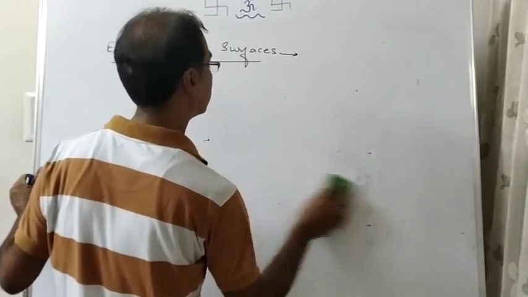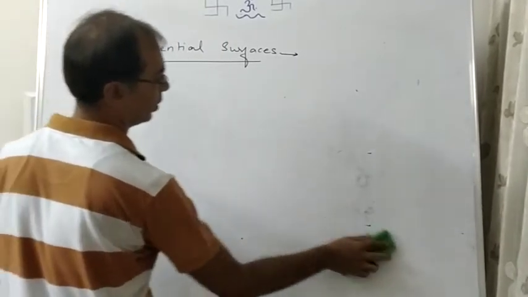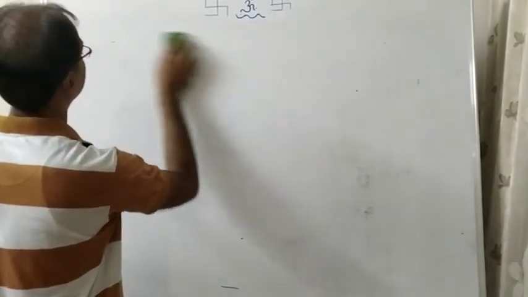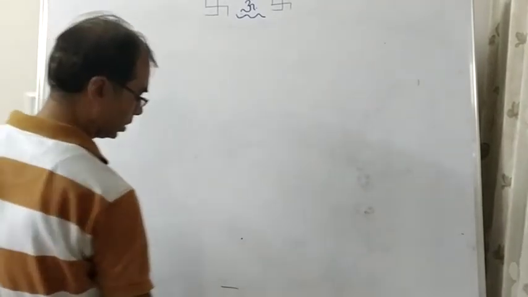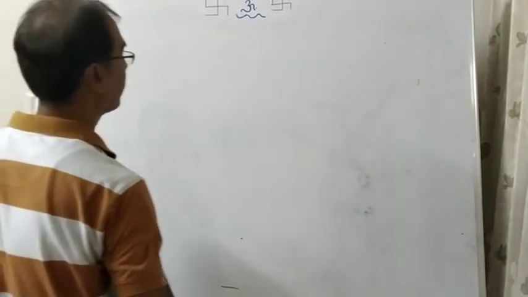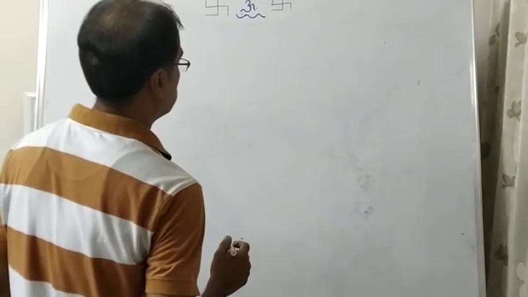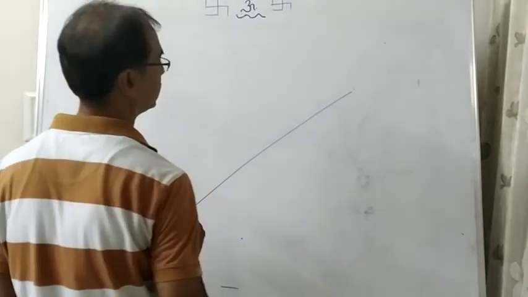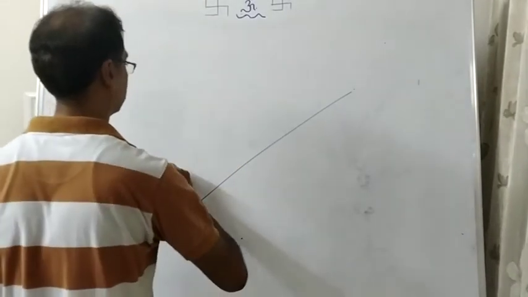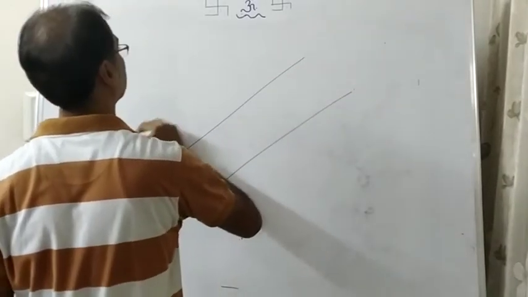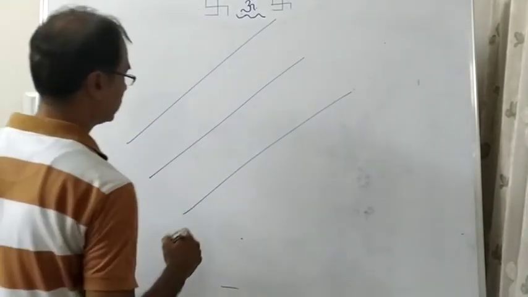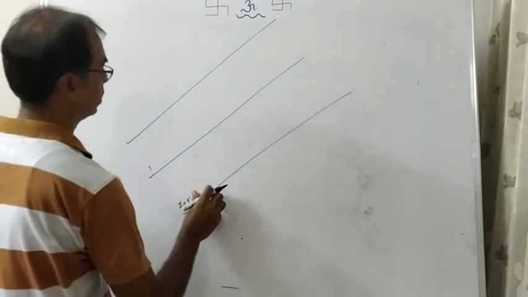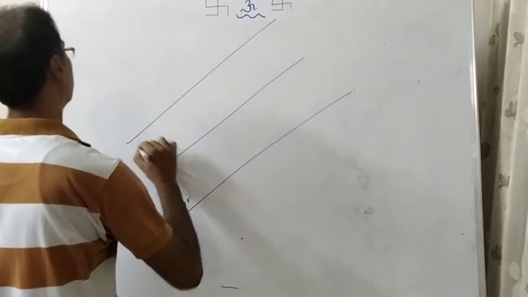Now suppose certain equipotential surfaces are given to you, and we have to find the electric field from them. So certain equipotential surfaces are given in this way. These are equipotential surfaces. Let's assume this is 20 volt, 15 volt, and 10 volt.